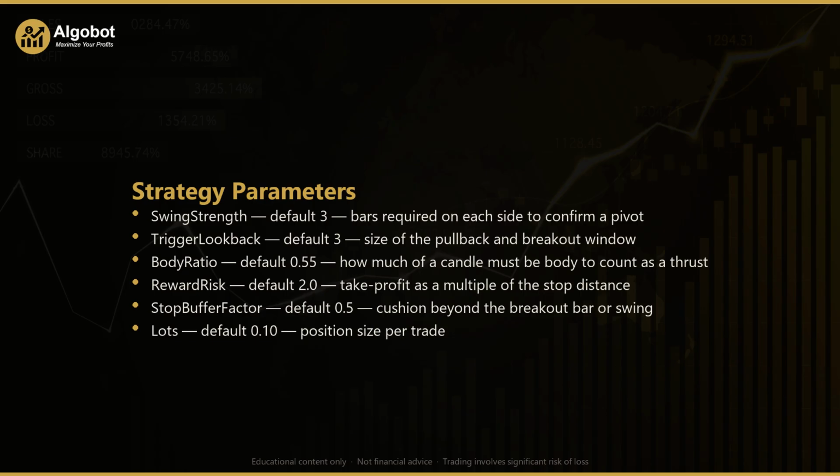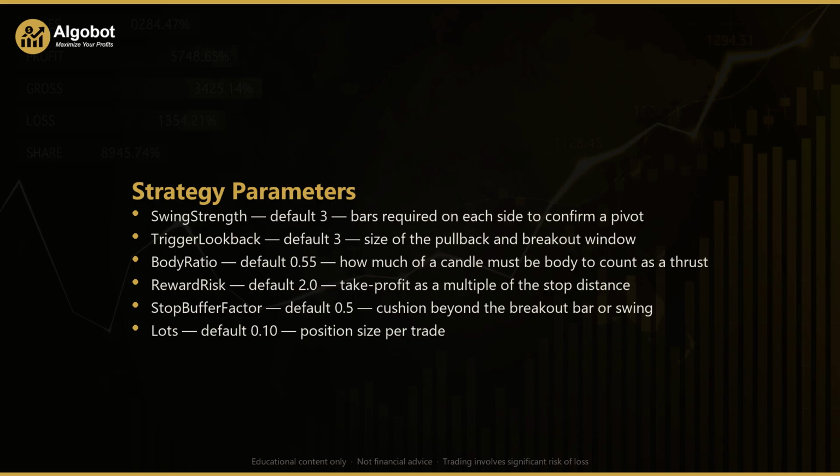BodyRatio defaults to 0.55. This is the heart of the momentum filter. It defines how much of a candle's total range must be solid body for it to count as a thrust. Raising it demands stronger, more explosive candles, while lowering it lets more breakouts through. RewardRisk defaults to 2. This sets the take profit as a multiple of the stop distance, so a value of 2 aims for twice the risk on every trade. You can raise it for more ambitious targets or lower it for trades that bank profit sooner.